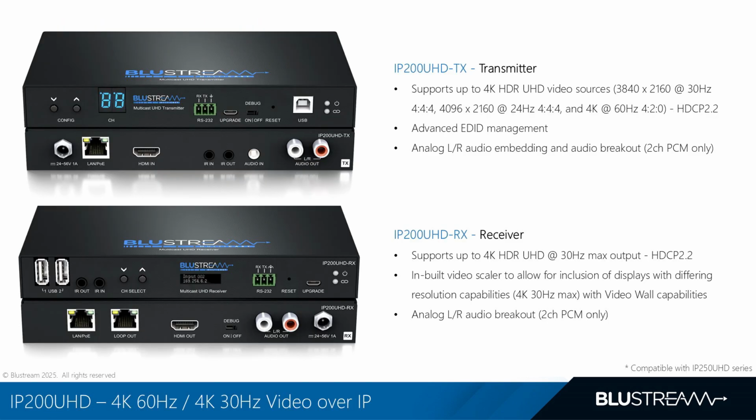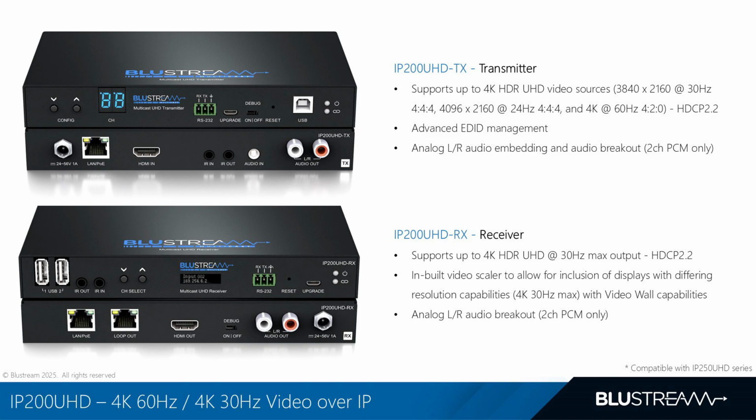Taking a look at the IP200 UHD transmitter and receiver, our entry-level solution for distributing 4K video over IP, this platform, like I said, is built on the A-Speed chipset, and of course then with JPEG 2000 compression delivers high-quality 4K imagery over a standard 1 gig network. It's an ideal solution for commercial environments that need reliable 4K performance without the need for ultra-high bandwidth infrastructure.